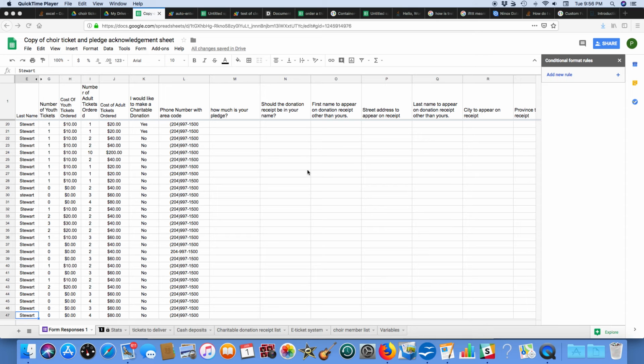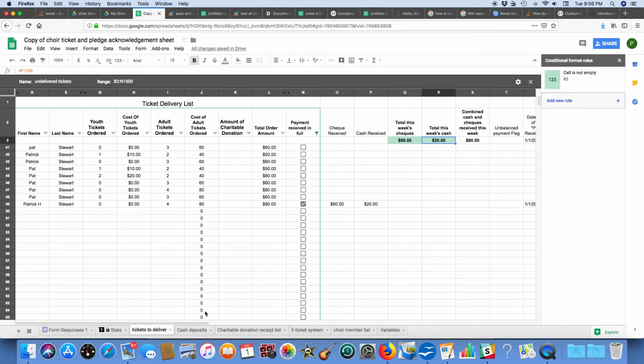I took the form response from this sheet and worked on them in the tickets to deliver sheet, and I added a number of new columns. The first one is the cash received column. The second is check received. Like before, whoever is receiving and giving out tickets and receiving money would print this whole thing, but they would also add these two parts, O and P, so that these amounts could be written in next to the person's name.